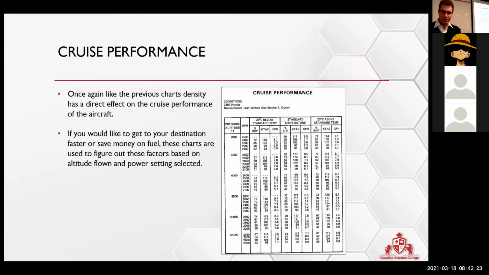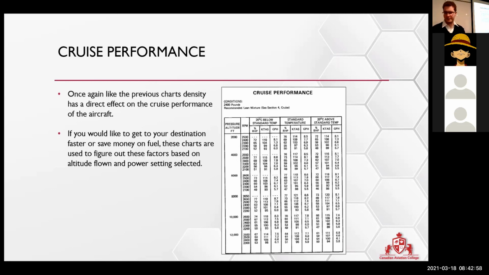Once again, like the previous charts, density altitude has a direct effect on cruise performance. All right. If you'd like to get to your destination faster, these charts are what you're going to get your figures from. So in a Cessna, we use pressure altitude. It didn't say density, so do not calculate the density. In the Piper, it does say density. Pressure is 29.92, right? Yes, based on standard. And then density is whatever the tower tells you.